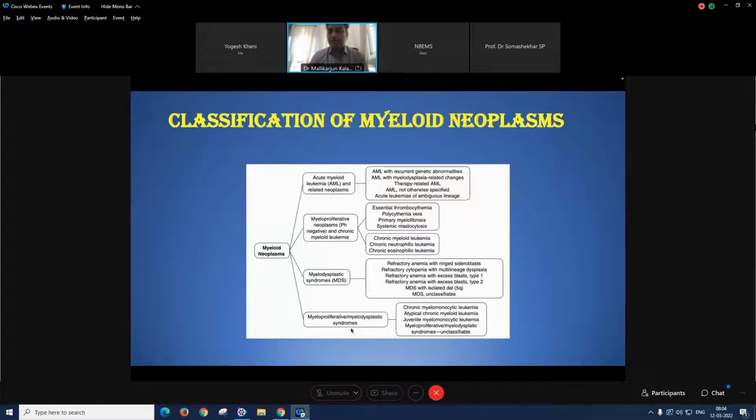Myelodysplastic syndrome is a low-grade malignancy of the bone marrow, and the incidence and prevalence of myelodysplastic syndrome increases as one grows older. And the disease itself is very heterogeneous. At one end of the spectrum is just refractory anemia, and at the other end is myelodysplastic syndrome with excess blasts, which is akin to acute myeloid leukemia for therapeutic classification, really. So that is the myeloid neoplasms.